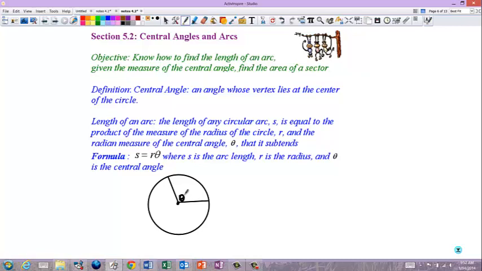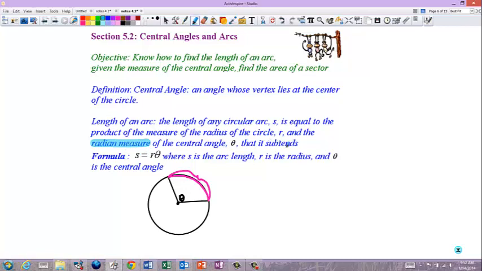The length of an arc is simply the length of this arc. If you were looking at a pizza, it would be the crust. Like, how long is it? If you were to flatten it out flat and measure it with a ruler. The length of any circular arc S is equal to the product of the measure of the radius of the circle R and the radian measure, that's very important, of the central angle theta that it subtends.